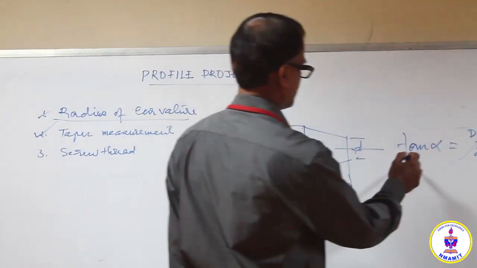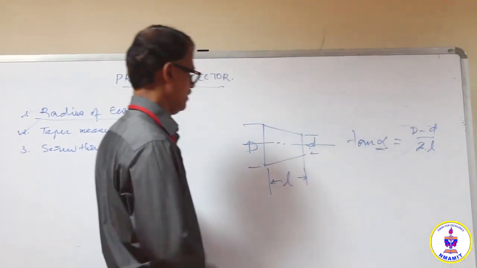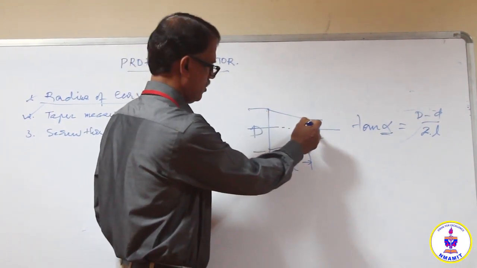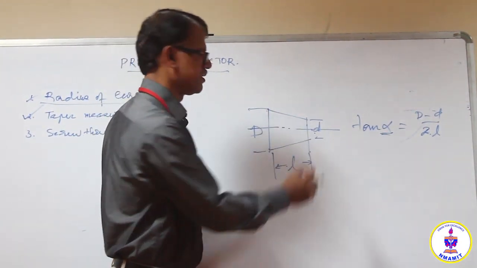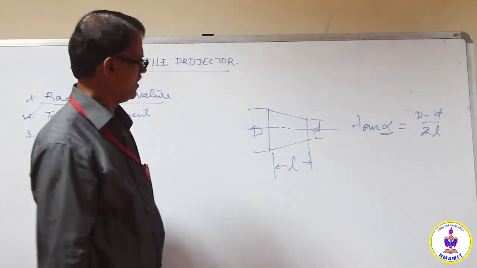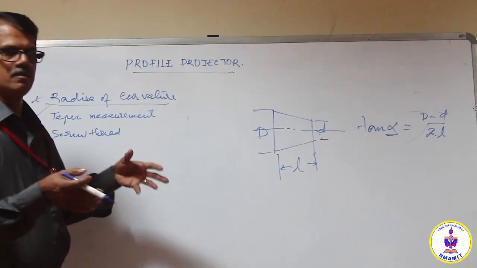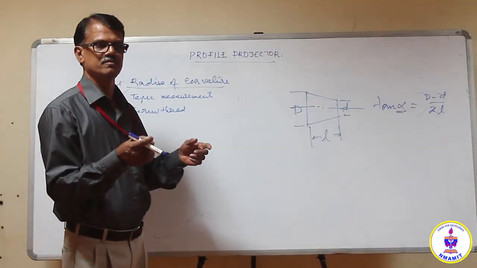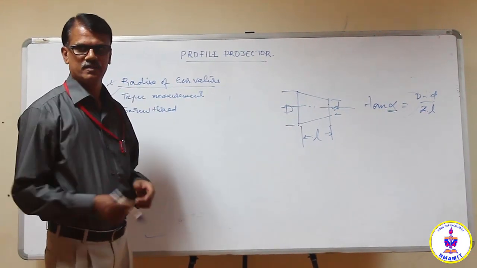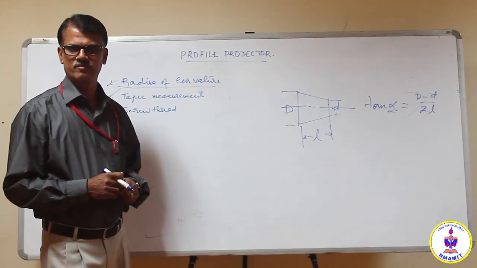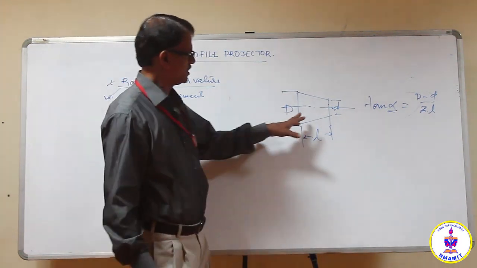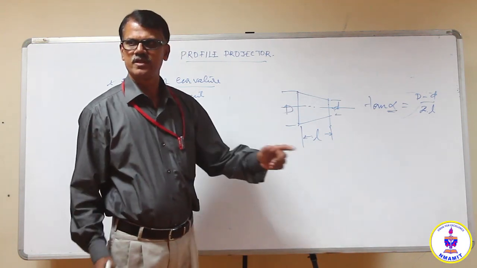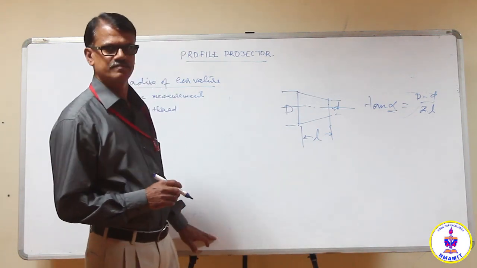So, in order to measure the taper angle, it is enough to measure the diameters at two sections of a conical object and the distance between the two sections. Now this can be done on a profile projector. When a large conical specimen is to be measured, which is not possible directly by other measuring devices like micrometer or vernier caliper, support the given conical specimen between centers on the profile projector table.